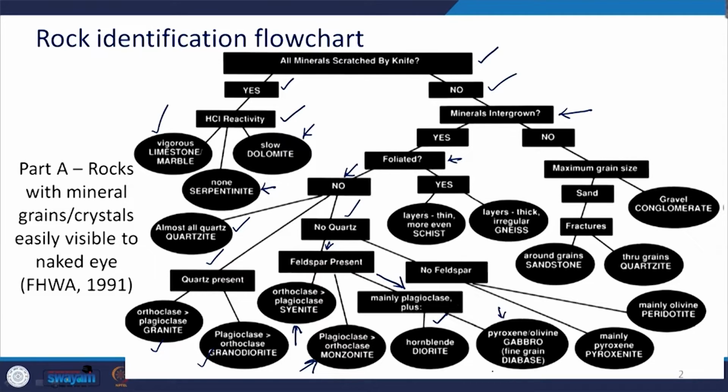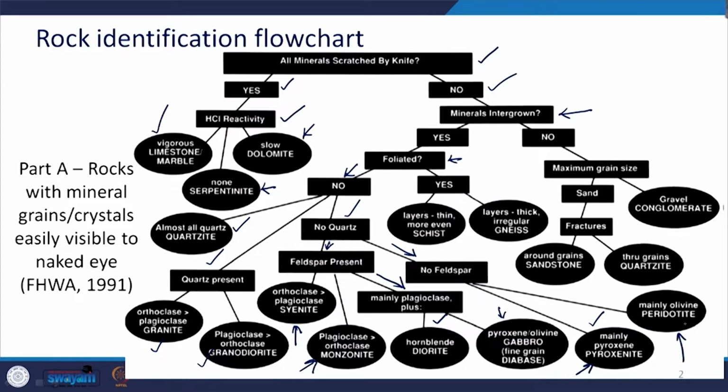So, you see here how, once we identify the mineral, that information is being used to identify different types of rocks. I have been mentioning that one type of rock differs from the other on account of change in their mineralogy. Okay. In case of no quartz and no feldspar, if it is mainly pyroxene, then it is pyroxenite, and if it is mainly olivine, it is peridotite.